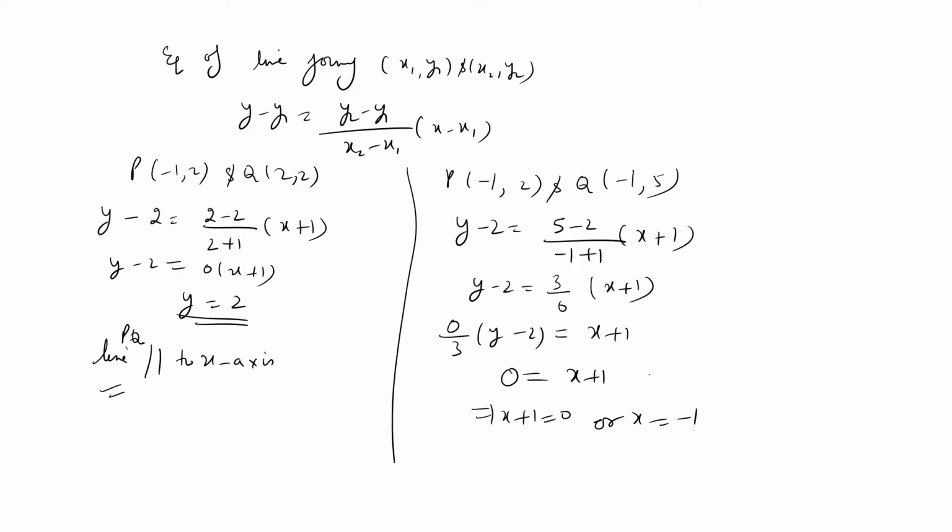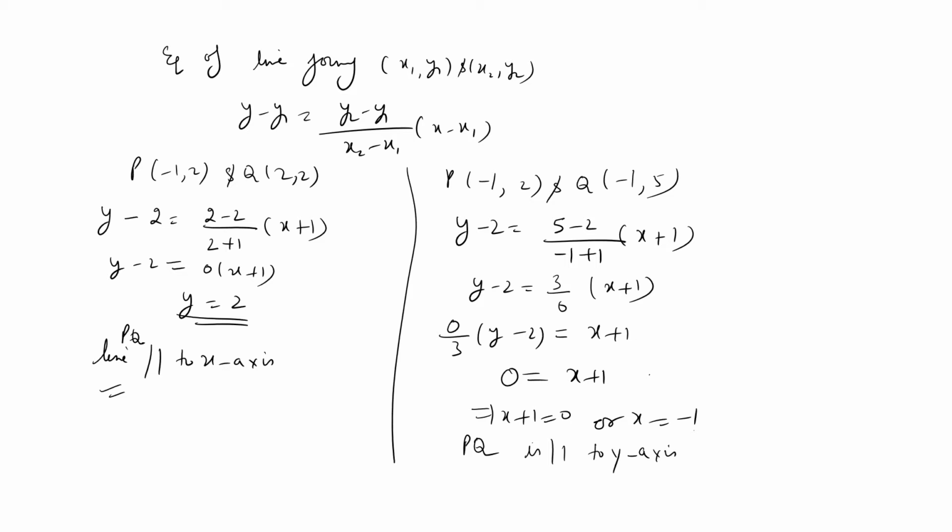So when you know that x is equal to minus 1, then what kind of line is this PQ? Your line PQ is parallel to the y-axis. Okay, so here line PQ is parallel to the y-axis.